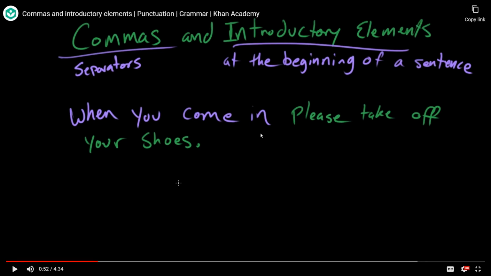Okay, so he just said the dependent clause is purple and the independent clause is green. Now I want you to stop for a second and think about what would be the difference between these two parts of the sentence. What's the difference between the purple part and the green part? Okay, one difference is, well, one comes at the beginning, the other comes at the end. But just read the parts by themselves. So for instance, the purple part, when you come in. Okay, now read the green part. Please take off your shoes.